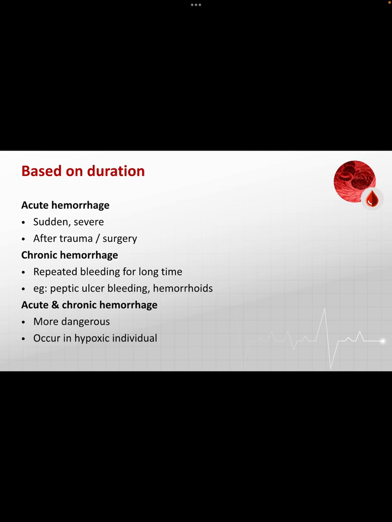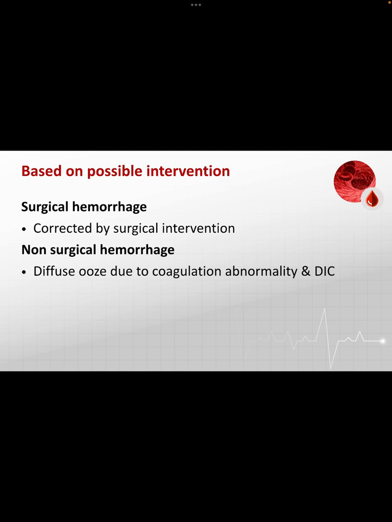Based on its duration, we can classify it as acute hemorrhage, which occurs suddenly and severely after trauma or surgery. Chronic hemorrhage is repeated bleeding over a long time, for example peptic ulcer bleeding and hemorrhoids. And acute on chronic hemorrhage is more dangerous, which occurs in hypoxic individuals.